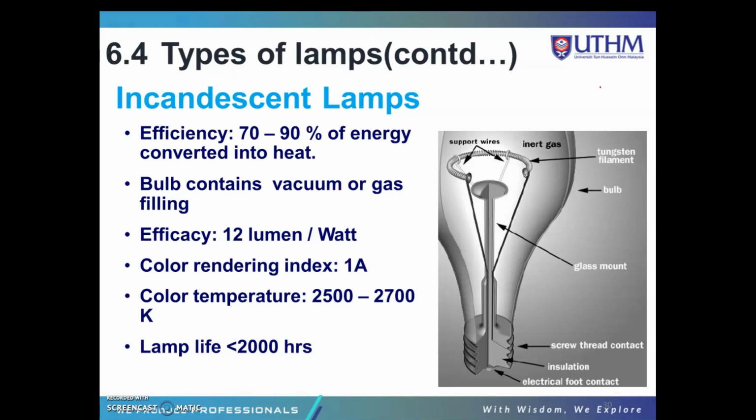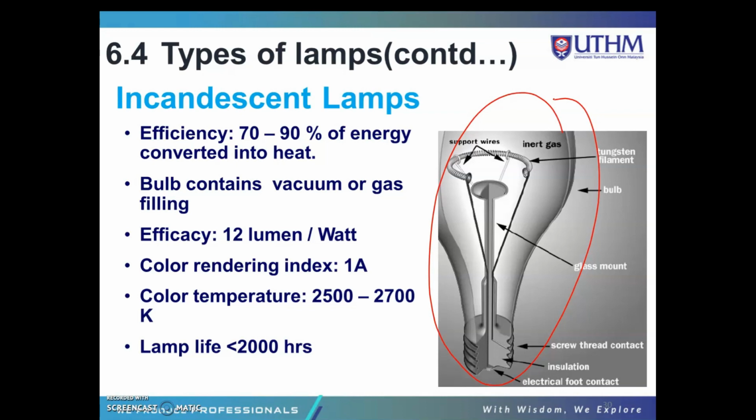The first one is the incandescent lamps. This is the figure of the incandescent lamps. It is an electric light with a wire filament heated until it glows. So the efficiency of this lamp is about 70 to 90% of energy converted into heat, and the bulbs contain vacuum or gas filling.